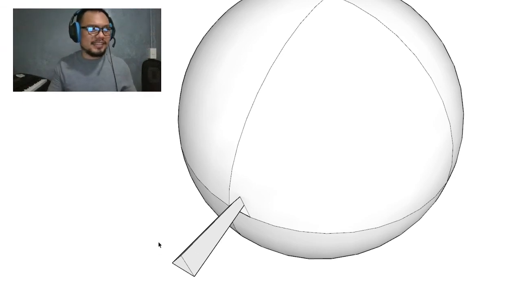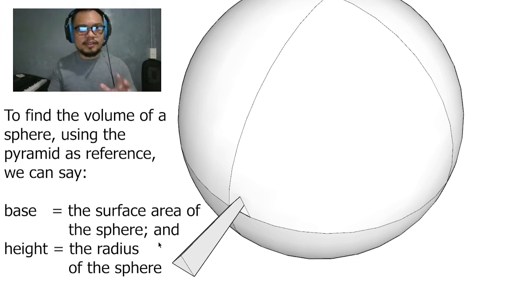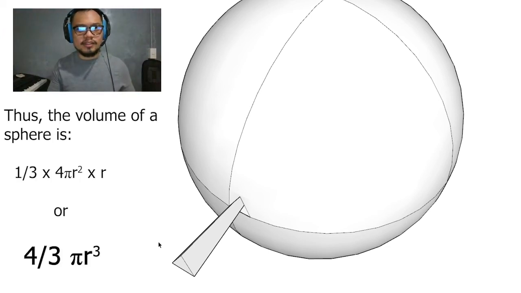So what does that mean for us? We already have the area: the surface area of a sphere is 4 pi r squared. And the height is simply the radius. So now we plug it into the equation of the pyramid, which is 1/3 base times height, which will give us 4/3 pi r cubed. When we put it all together, it's 4/3 pi r cubed, and that's what gives us the volume of a sphere.